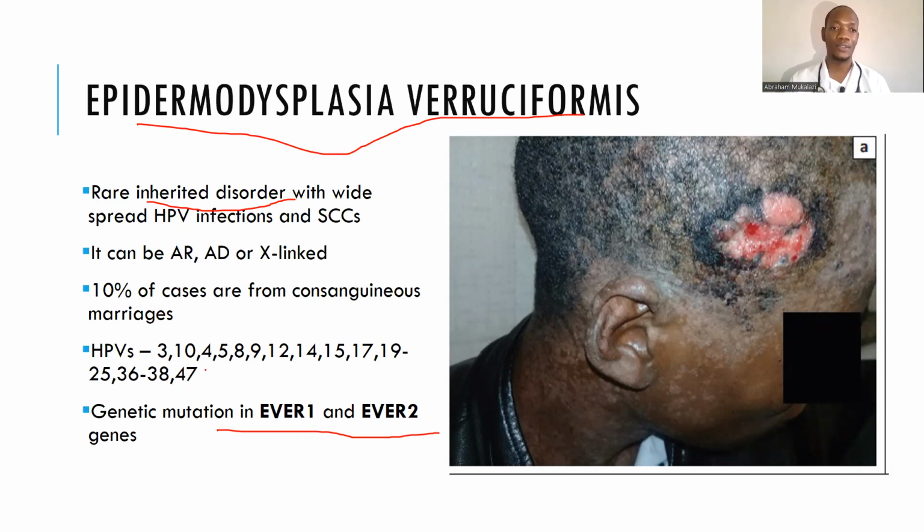It has been associated with many HPV variants, including 3, 10, 8, 13, 20, 12, 14, and many of the rest. And 10% of the cases have been shown to occur in people who have intermarriages with close relatives, the ones we call consanguineous marriages. Genetically, it has been shown to be autosomal recessive, dominant, and in some cases X-linked deficiencies in this EVER gene.